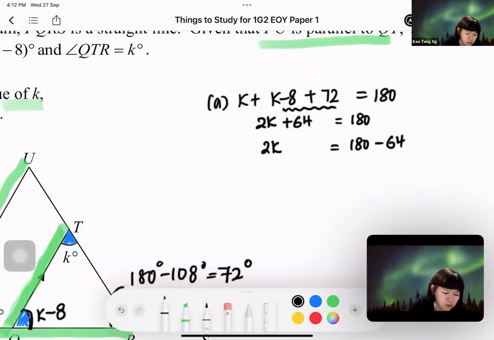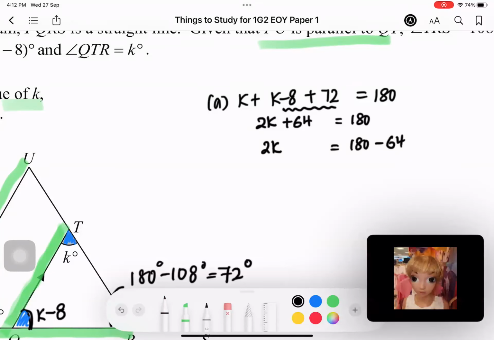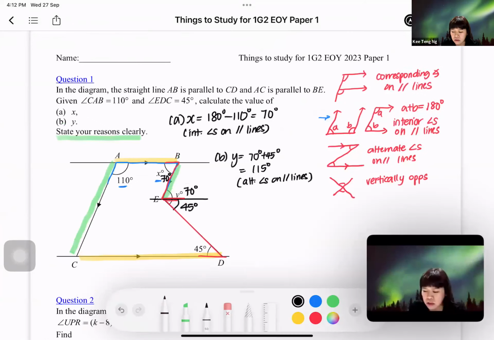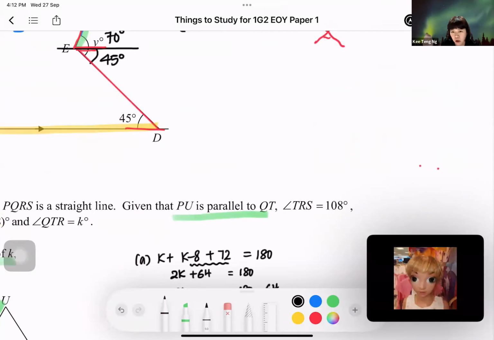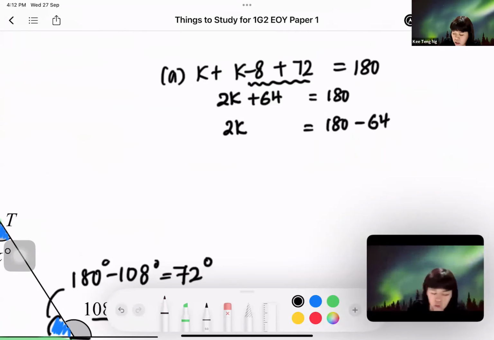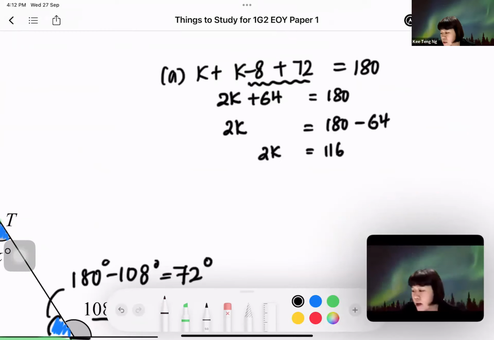180 minus 64 gives me... So this one, how much? Which paper? The one I gave this morning. Oh, this one, okay, thanks. I go through the other paper later in the next part of the video, okay? So this one over here is 116. This is 2K.